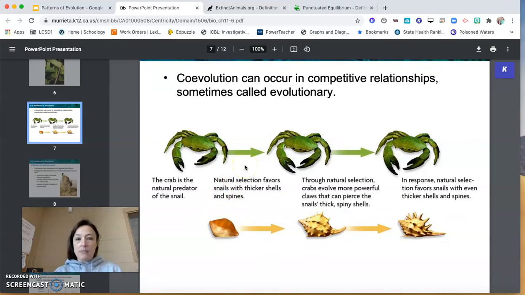But this snail has a mutation, right? This mama snail has eggs, and the eggs hatch, and her baby has these little spines on the shell, and she's like, what is wrong with my baby?